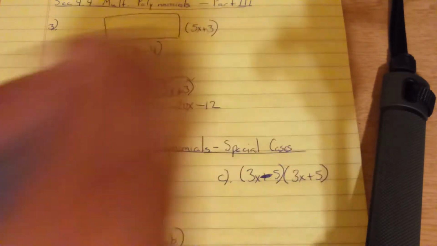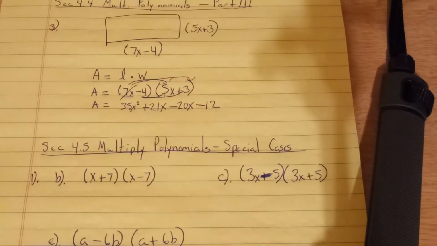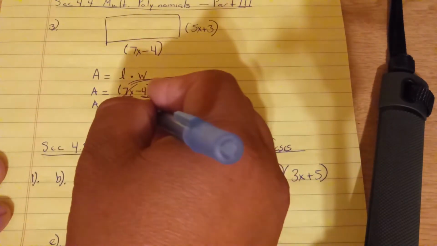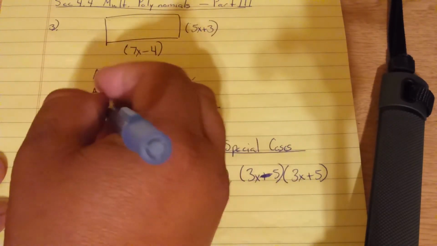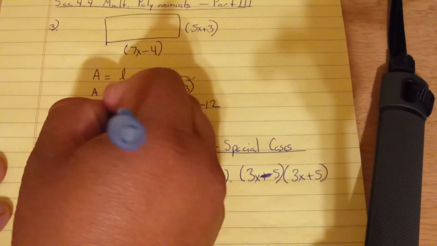Now notice that I'm drawing arrows when I multiply. That is just a habit that you want to get used to. It makes it easier to visualize where you're multiplying from. But the same thing again, in this case, both of these we could go ahead and collect. So we're going to collect like terms.